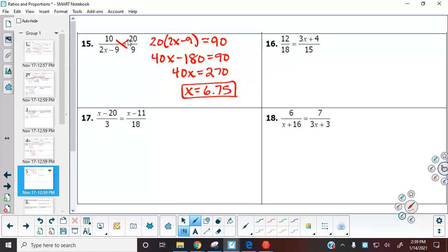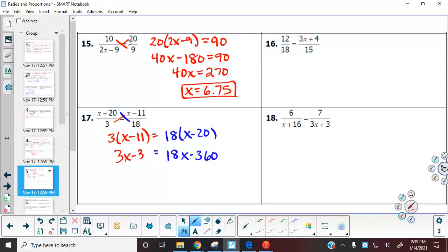It is okay. The last one here, number 17, it's the exact same concept, except you're going to distribute on both sides. And so when we look this way, we get 18 times x minus 20. I'm going to go ahead and distribute on the right-hand side. So 20 times 18 gets us 360. On the left-hand side, we get 3x minus 33. So when we subtract, we get 15x on the right. Negative 33 plus 360 is going to give us 327. And when we divide by 15, you get an x value of 21.8.